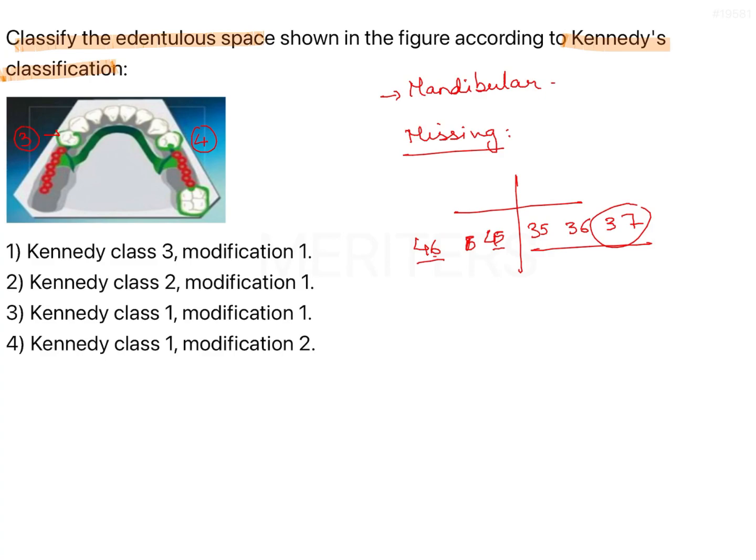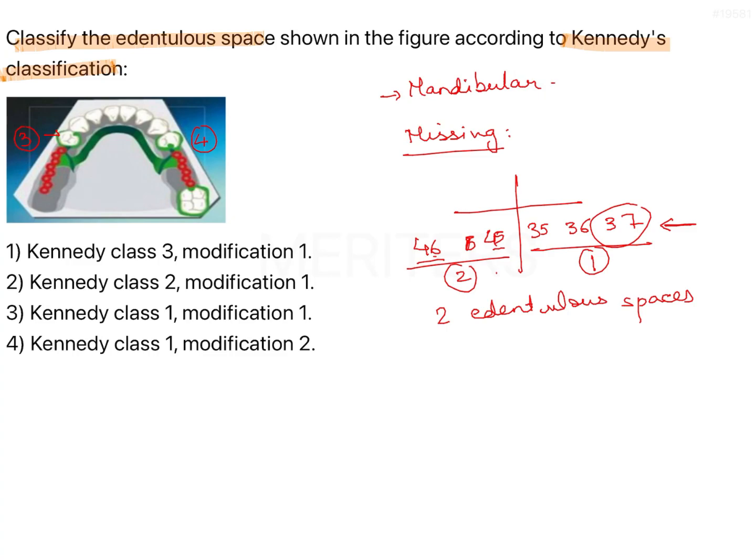Correct. And here we have two edentulous spaces. This is space 1 and this is space 2. Of this we have to identify which is the posterior most space. So posterior most space is certainly space number 1, where we have more teeth missing. That will determine the classification.